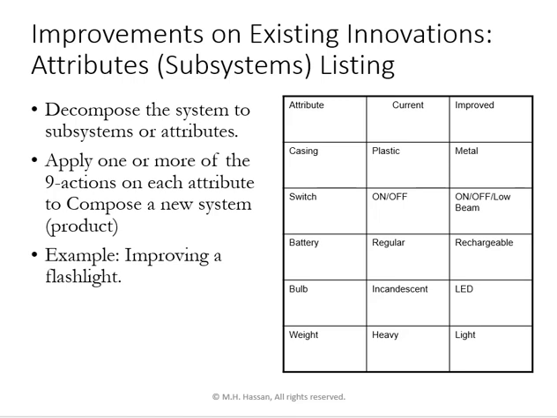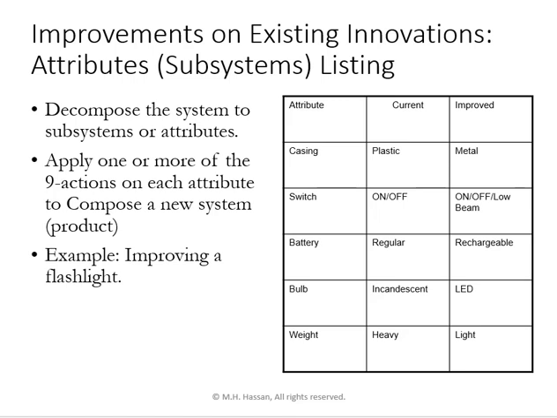For instance, here we are improving a flashlight. We list its attributes or subsystems, like casing, switch, battery, bulb, and weight, and we look at the current status of each attribute. The casing was plastic, the switch was on and off, the battery was regular, the bulb was an incandescent filament bulb, and the weight was heavy. So how do we improve?